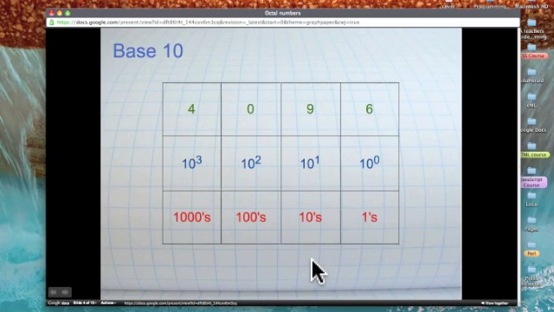The second position equals 9 units of 10 to the 1st power, or 9 tens, 90. The next one represents 0 units of 10 squared, or 100s. We have no 100s in this case. And then the leftmost digit is a 4. 4 units of 10 raised to the 3rd power, or 4 thousands. So we intuitively recognize this as the number 4096.